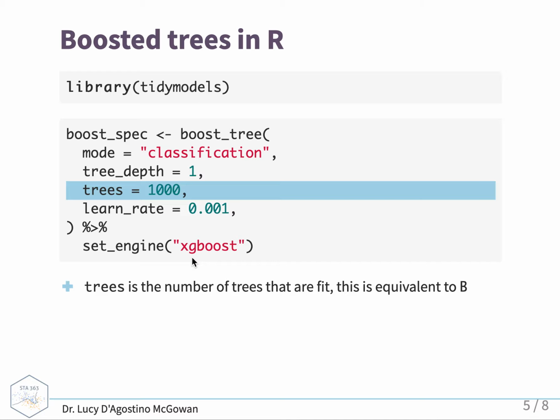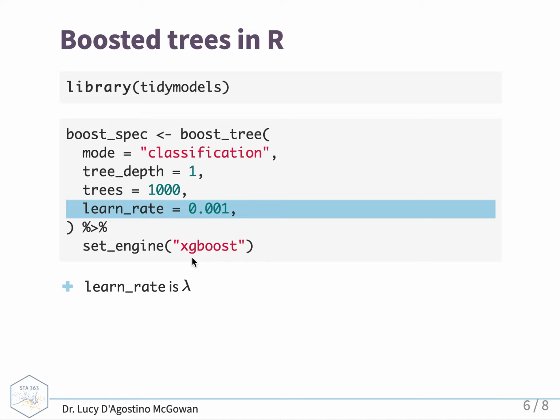Trees is the number of trees that are going to be fit, and so this is equivalent to B, that number of bootstrapped training sets, and so I'm going to set that to 1,000. And then learn_rate, that's that lambda parameter that slows down that boosted learning so that we're making sure that we're not overfitting and also getting an opportunity to look at a whole bunch of different trees. And so I'm going to set that to something small and positive, in this case 0.001.